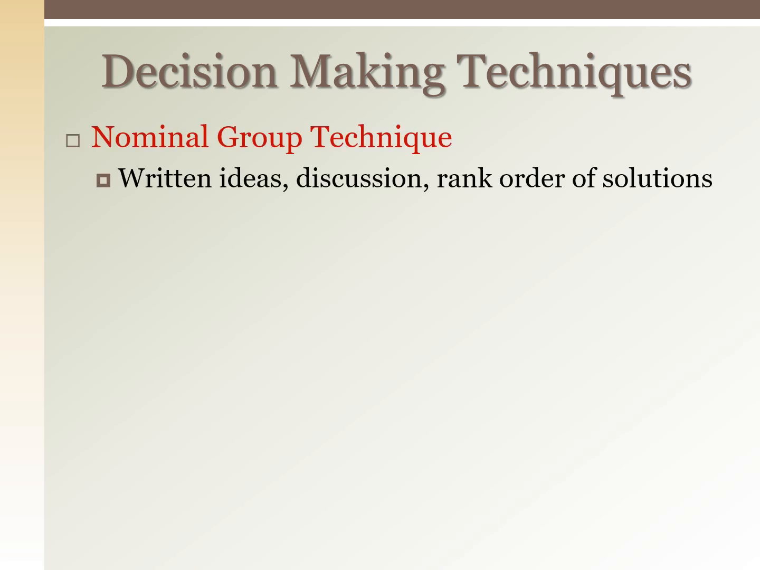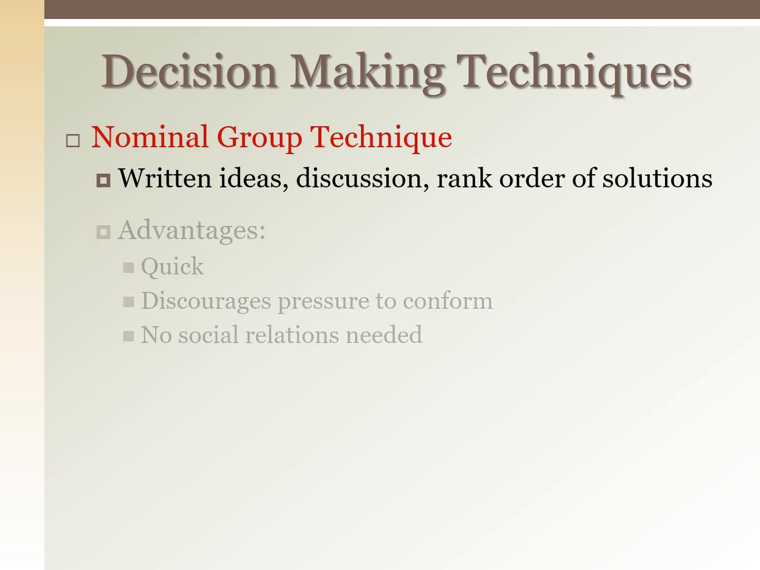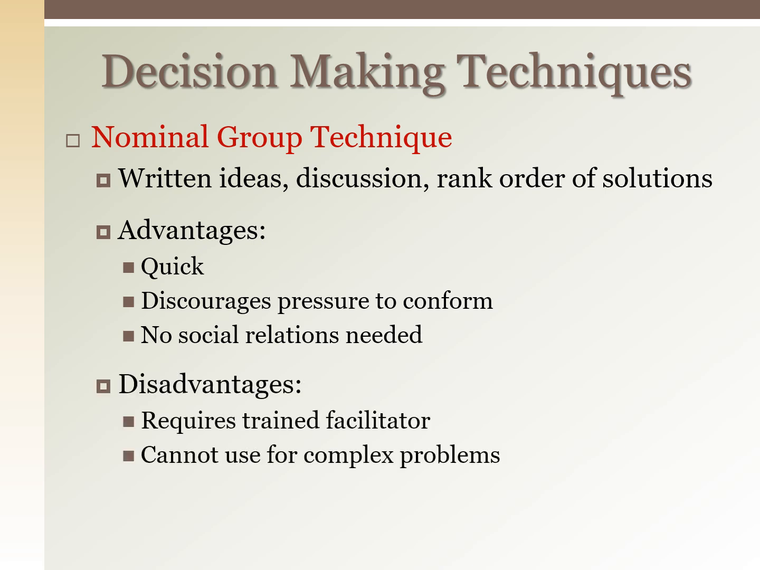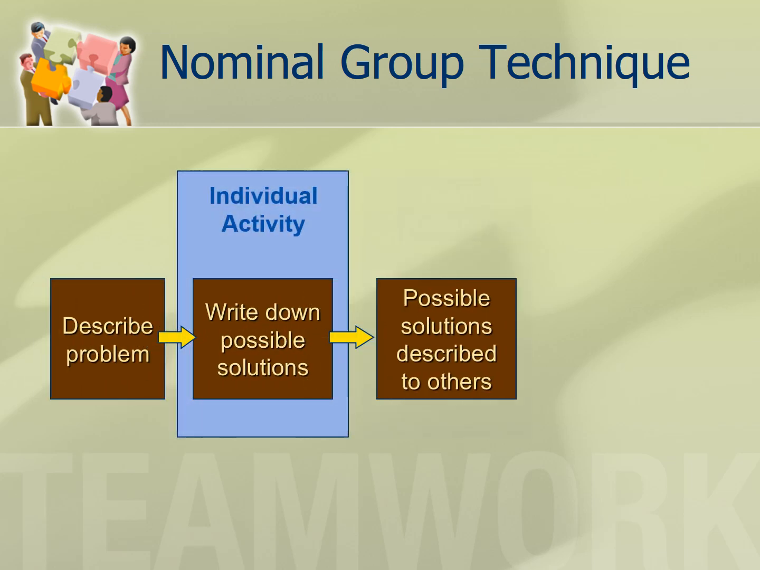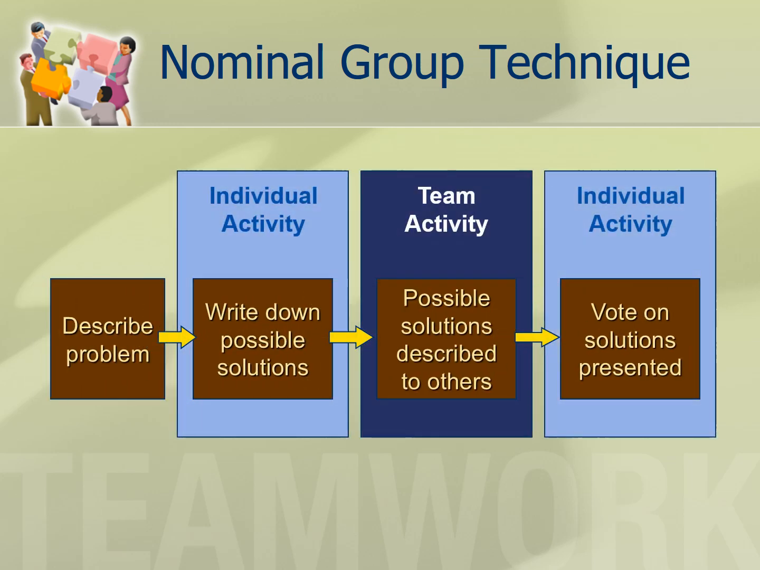The nominal group technique involves written ideas, discussion, and rank ordering of solutions. Advantages are it's quick, discourages pressure to conform, and no social relations are needed. But it requires a trained facilitator, and you can't use it for complex problems. In the nominal group technique, you describe the problem; in the individual activity, you write down possible solutions; in the team activity, the team looks at the possible solutions and discusses them; and then again, in an individual activity, you vote on the solutions presented.